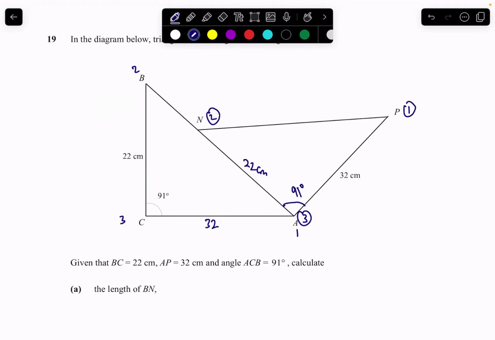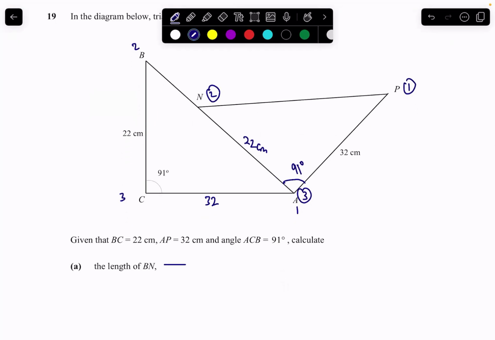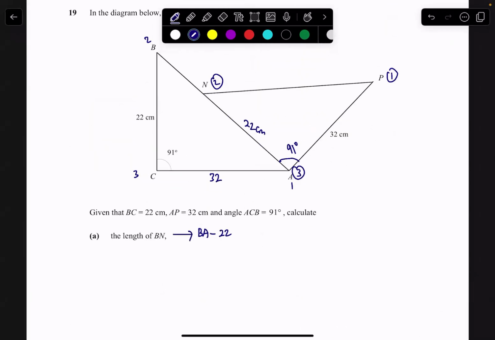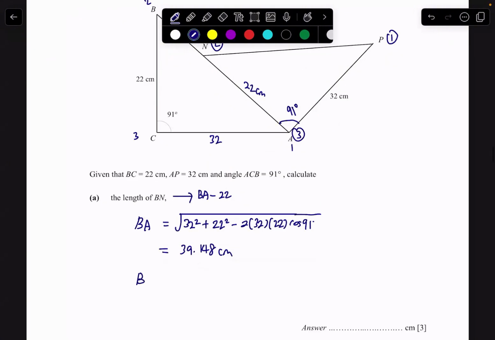Let's see, BN would just be BA minus 22, right? So the idea first: BN equals BA minus 22. So how to find BA? We can use the cosine rule, of course, since we have two sides and an included angle. So BA equals the square root of 32 squared plus 22 squared minus 2 times 32 times 22 times cosine 91 degrees. That will give us 39.148 cm. Then BN equals 39.148 minus 22. So we get 17.148, which rounds off to 17.1 cm.